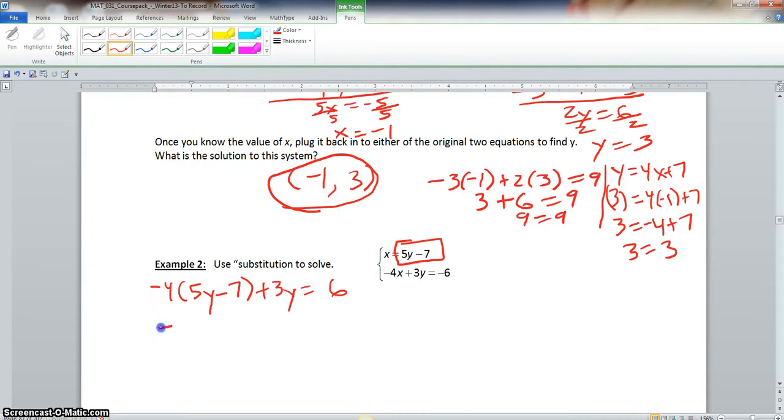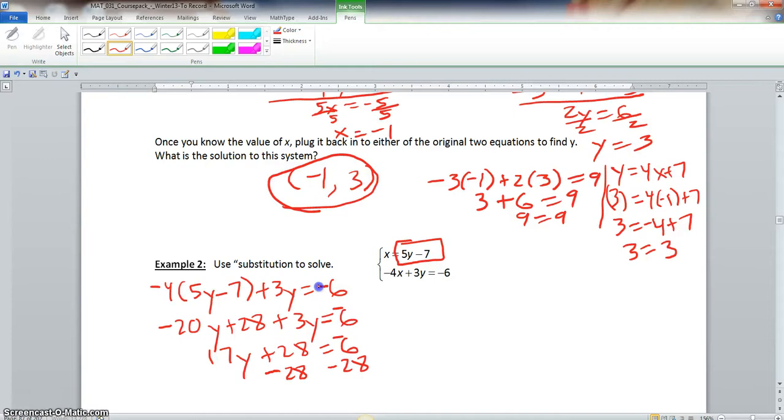Negative 4 times 5y is a negative 20y. Negative 4 times a minus 7 is a positive 28 plus 3y equals negative 6. Negative 20y plus 3y will give us a positive 17y plus 28 equals negative 6. Now we subtract 28 on both sides. And we have 17y is equal to a negative 34.